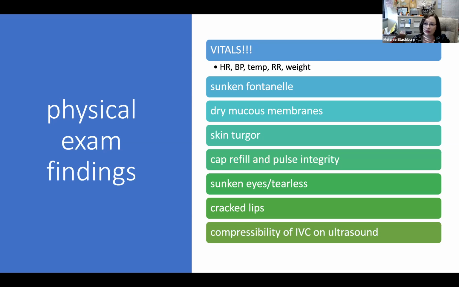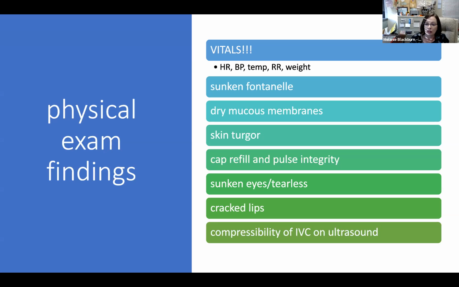Cap refill and pulse integrity. This is another very, very important thing. So this is your perfusion, and if you're having alterations in perfusion, you know that you are in the moderate to severe range of dehydration. So assessing their cap refill also gives you a baseline to start with as you're rehydrating them, which we'll talk about later, to know when they've restored their perfusion.